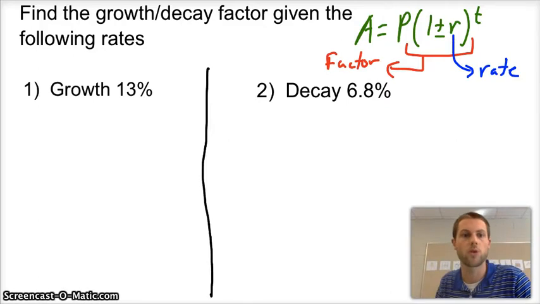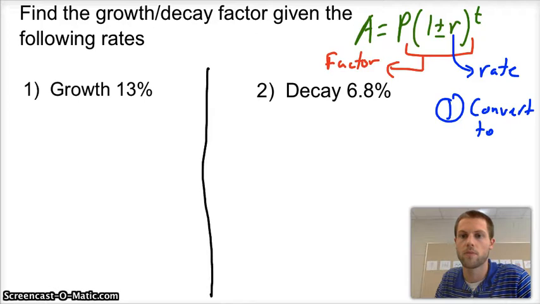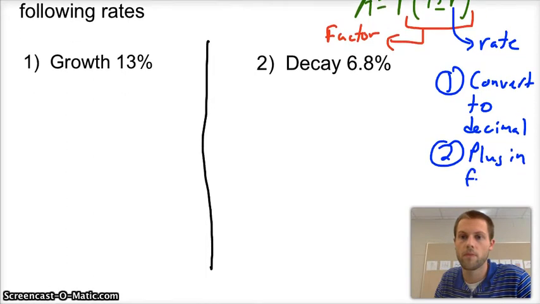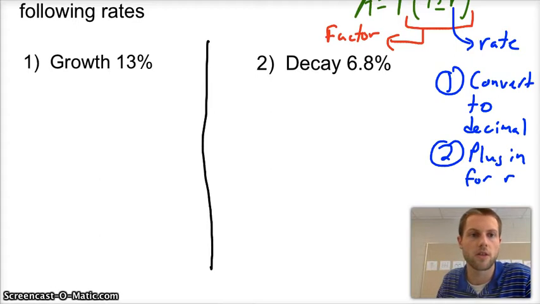So really, when we're trying to find the growth or decay factors, we need to first convert to decimal. And then after we convert to decimal, we're basically just going to plug it in for R. So let's see how that works. Let's take a look at this first problem.